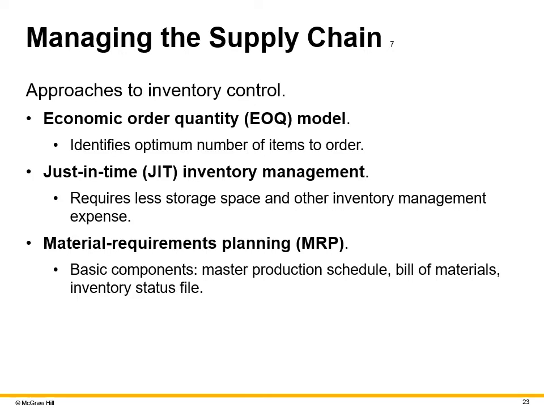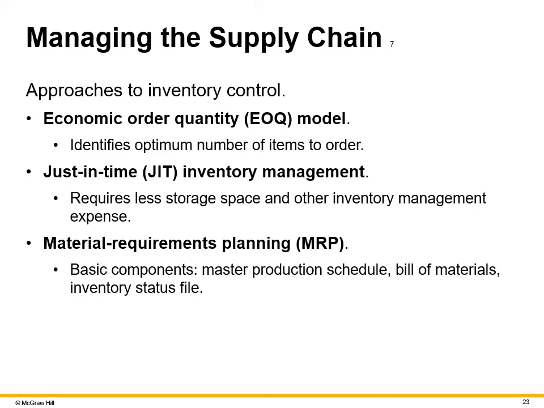Just-in-time inventory management eliminates waste by using smaller quantities of material that arrive just in time for use in the transformation process, and therefore requires less storage space and other inventory management expense. One downside to just-in-time inventory management might be shortages due to unforeseen circumstances, such as when natural disasters occur, or even what we saw during COVID-19. Material requirement planning is a planning system that schedules the precise quantity of materials needed to make the product.